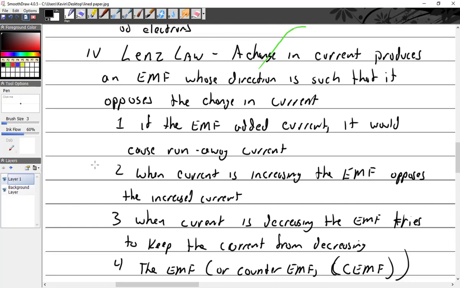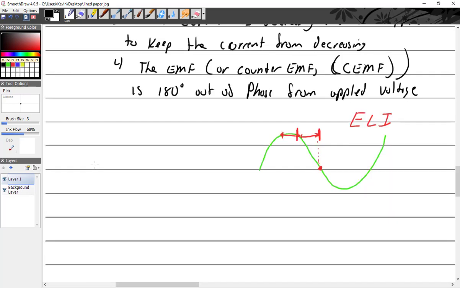What number am I on? 5. Oh, we left out one thing. Probably should have. 5. Okay, the amount of self-induced EMF, which is to say EMF is not all the same. It could be worse or it could be not so bad.